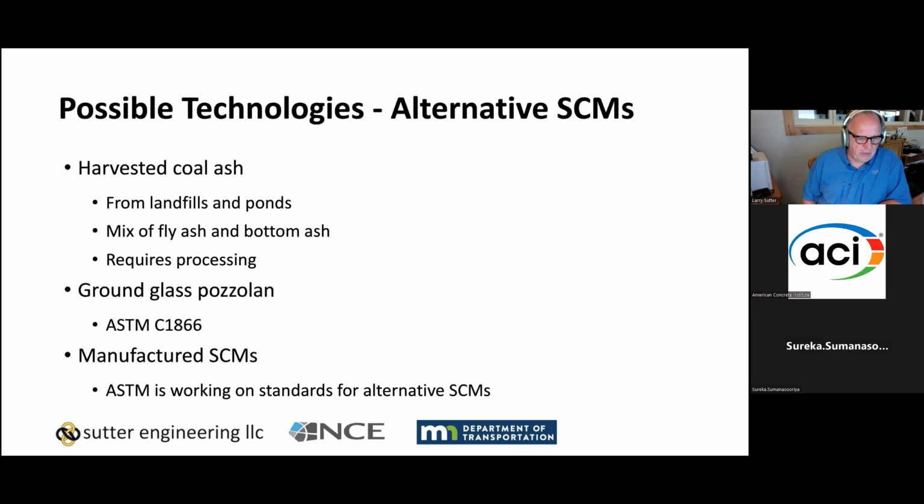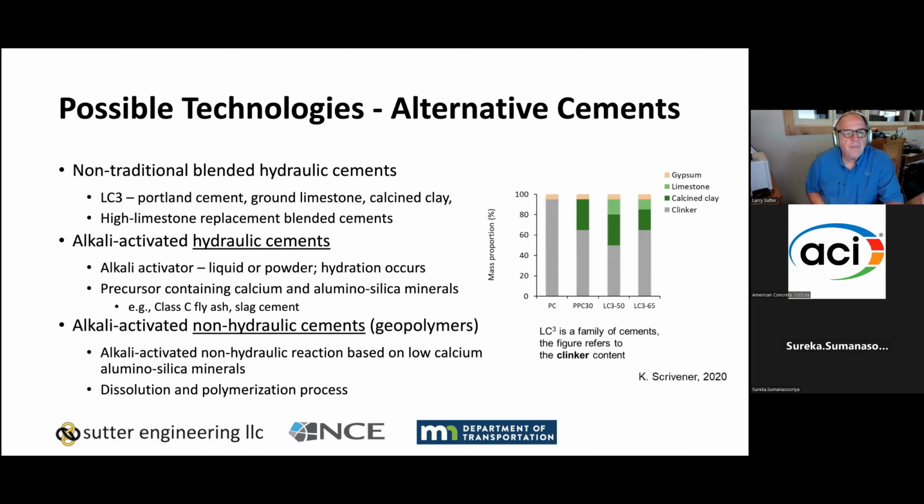The next thing on our list was ground glass pozzolan. Many of you are familiar with this as ground container glass. We recently passed a standard at ASTM, C1866, for this material, so we did want to have a ground glass pozzolan in the study. There's a number of different manufactured SCMs, and we wanted to have those in the study as well. We'll talk a little more about each of those in a moment.